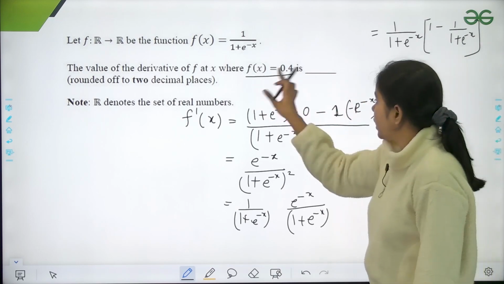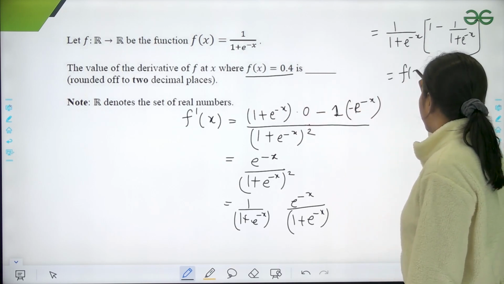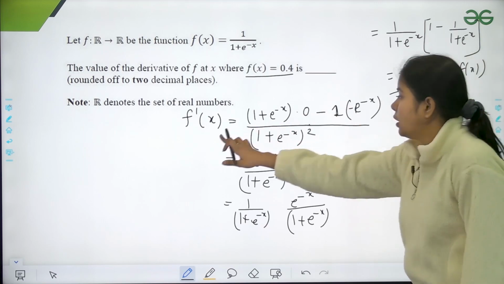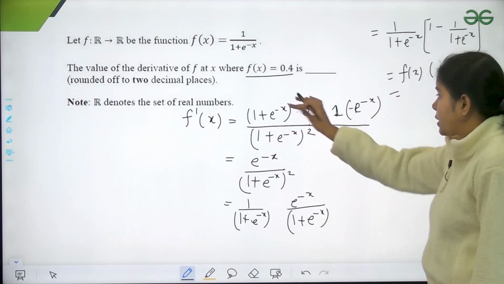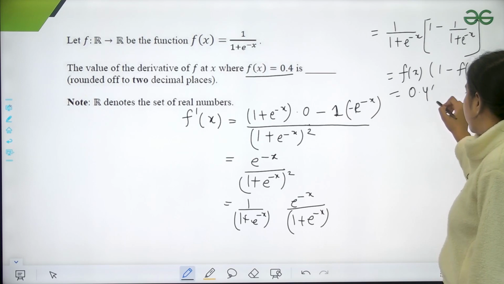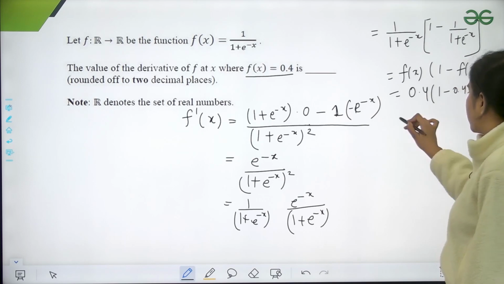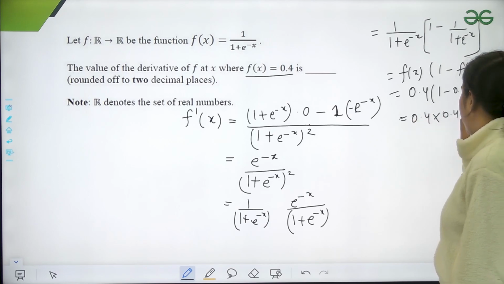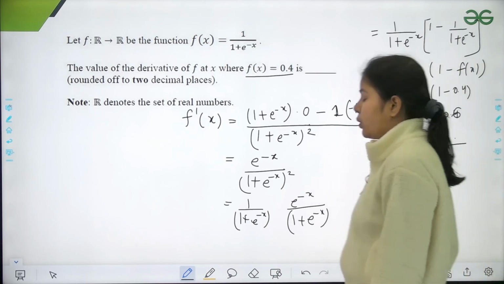So now I know that f(x) is equal to 0.4. So this is f(x), and this would become 1 minus f(x). Now I have to find the derivative when f(x) is 0.4. So let's put f(x) as 0.4: 1 minus 0.4. Simple question. 0.4 into 0.6, that would give me 0.24. Right? 0.24 is the answer.